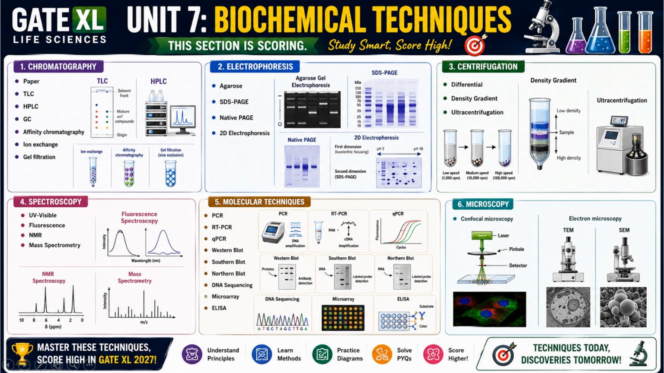Centrifugation, again different types of centrifugation. Spectroscopy, their classifications, and some molecular techniques. I have told you about PCR, and the different types of PCRs. Then blottings, we have three important blottings. DNA sequencing, microarray techniques, ELISA, and microscopy. Microscopy is again an important unit. So these molecular techniques help you in different places.